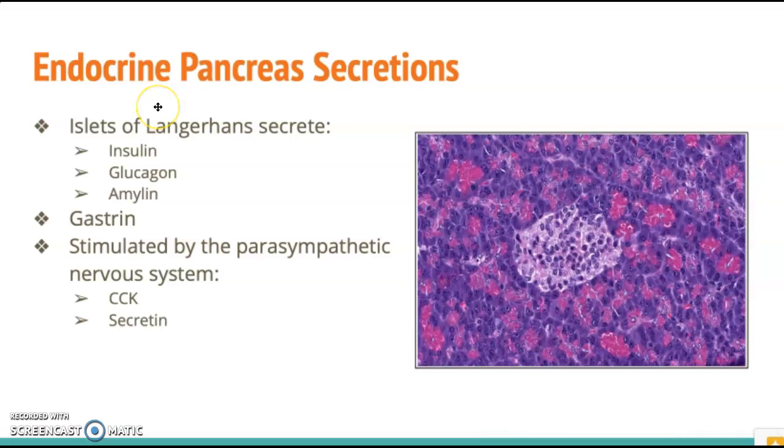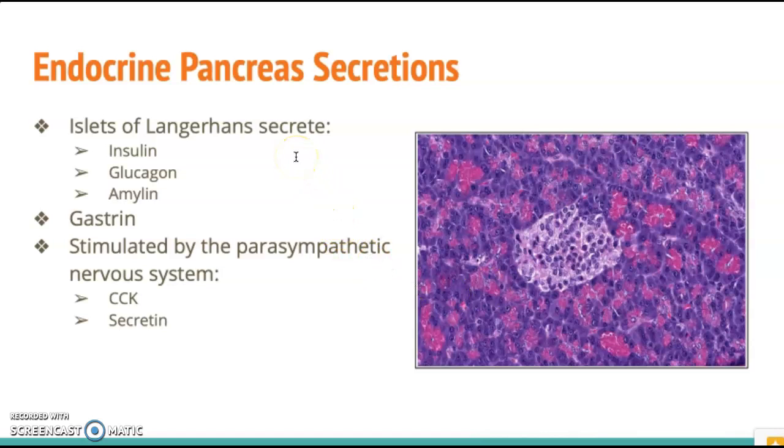And then there are 4 main endocrine secretions that we'll be talking about. The first three are secreted by the islets of Langerhans, and you can see that here on the figure on the right. It's actually the lightly stained region in the cross-section of the pancreas.